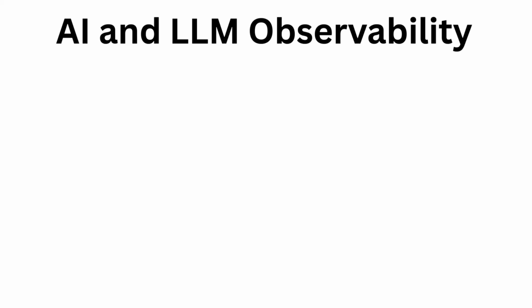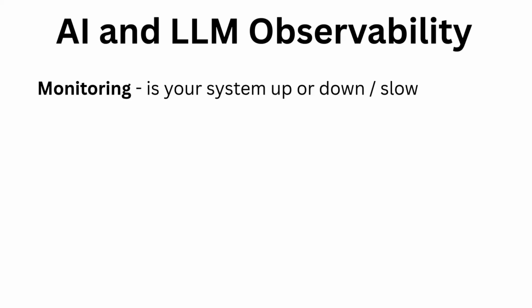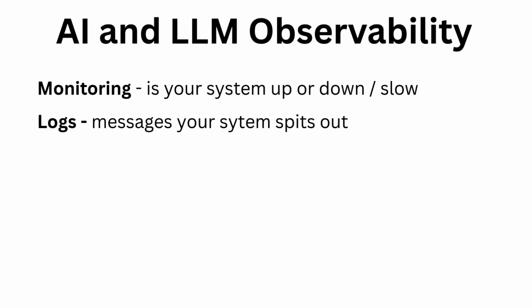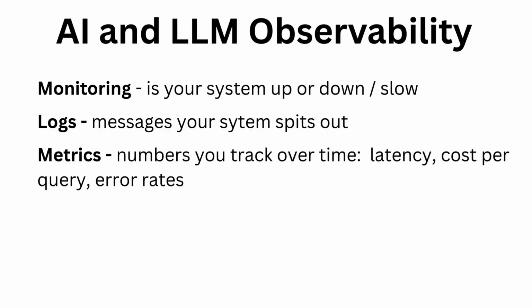When you send a prompt to an LLM, it may call multiple tools, fetch data, or chain several steps together. Observability helps you see that entire journey. So, some of the basics. Monitoring, that's a starting point. It tells you if your system is up or down, or if it's slow. Then we have logs, the raw event logs, messages that your system spits out. They're great, but they're hard to piece together by themselves. Then we have metrics, the numbers you track over time: latency, cost per query, error rates.